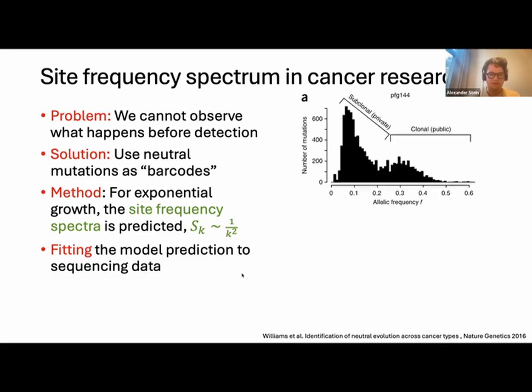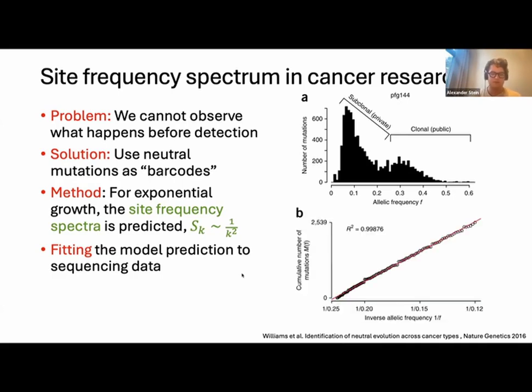So this is an example. This is the site frequency spectrum of a cancer. We see that there's quite some sequencing noise, in particular for the low and the high frequencies. But without going into too much detail, at least in the intermediate range, one can show that there's a very good fit between the model predictions and the sequencing data.